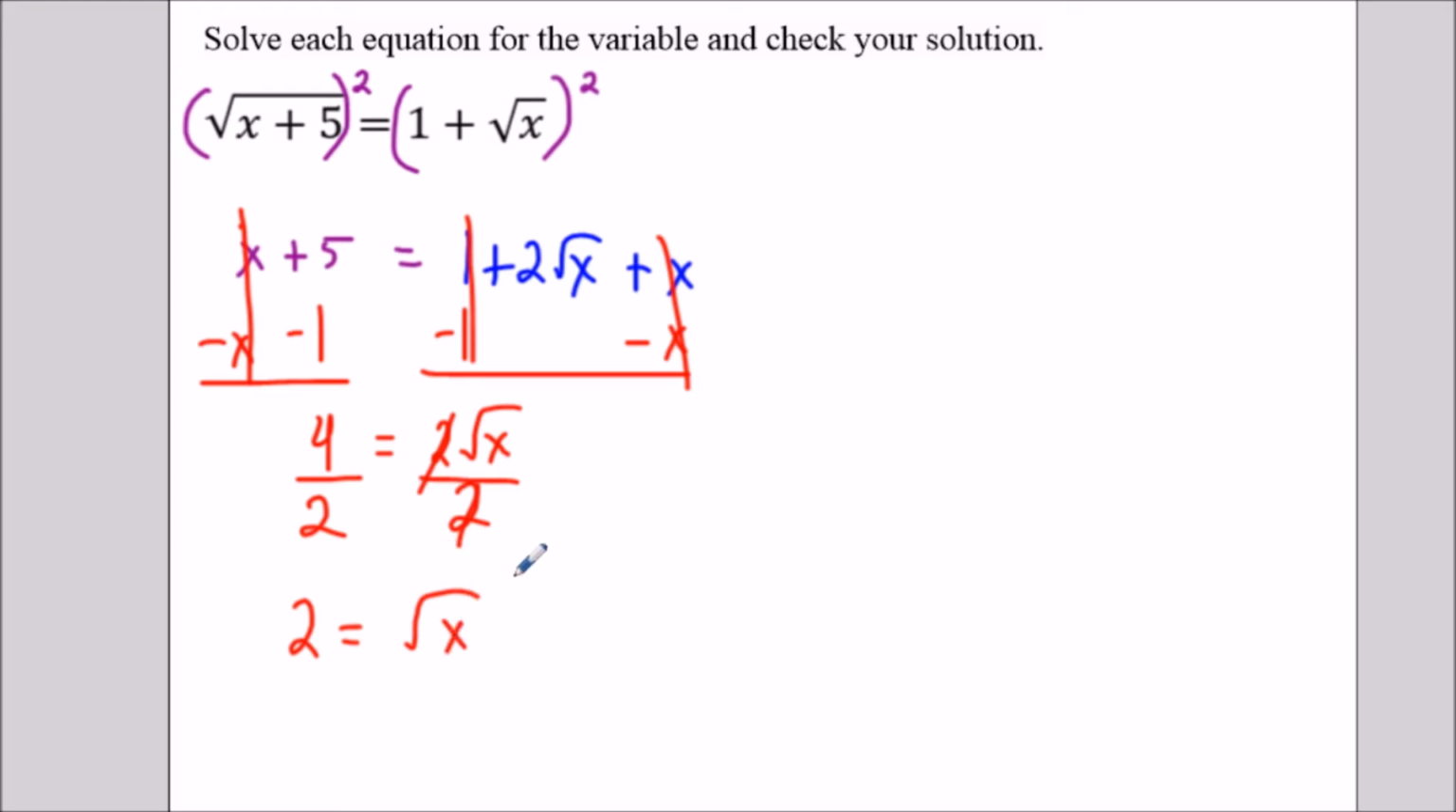So then at this step, what we could do is square both sides. So we're going to square the right side and we're going to square the left side. And then that's going to give us x equals 4 as our solution.